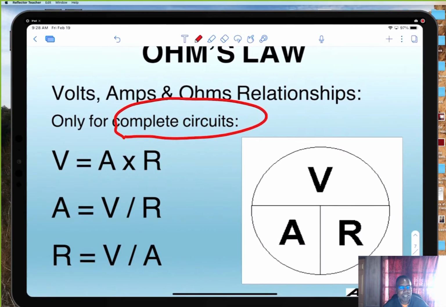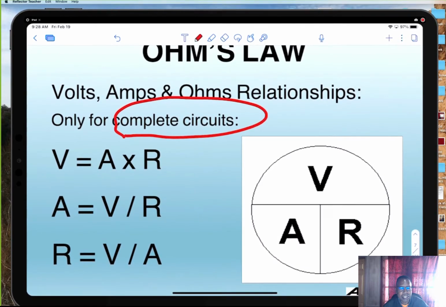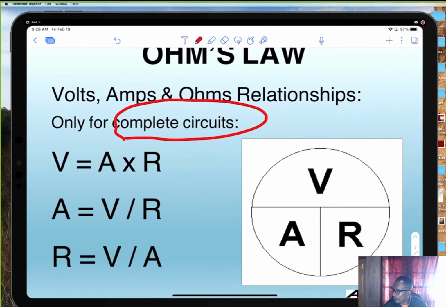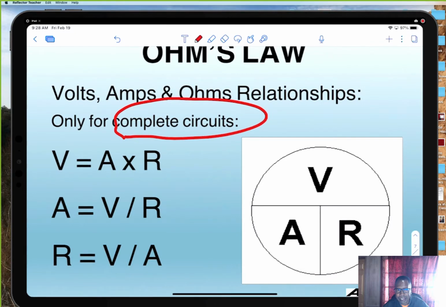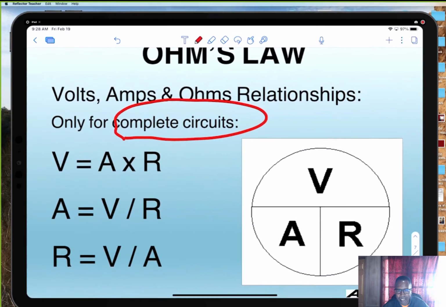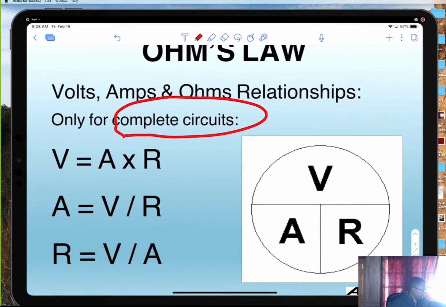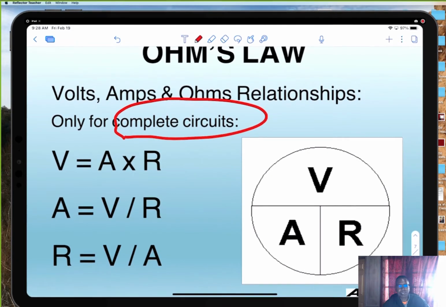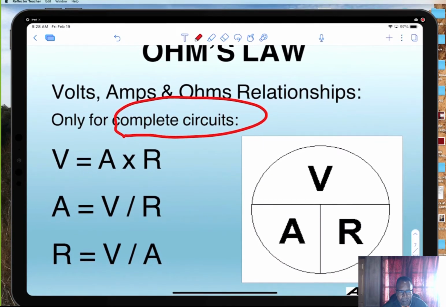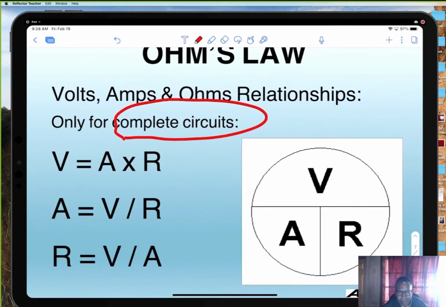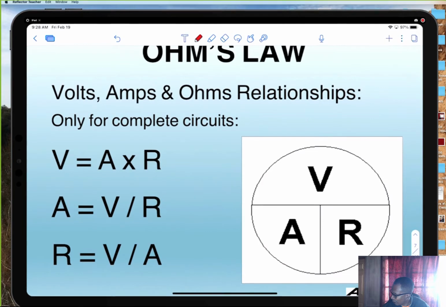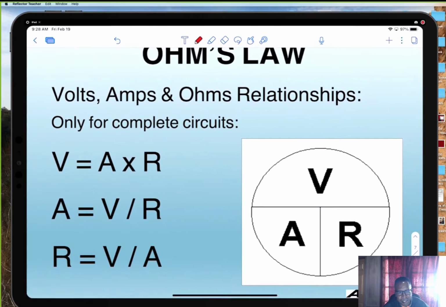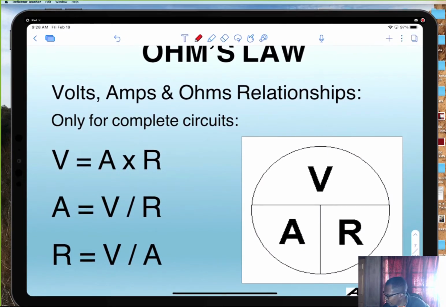I guarantee if you don't know what that means, you're gonna get at least 3 questions wrong. Can anybody explain that? Ohm's Law and complete circuits, how that statement relates to each other? Anybody wanna give it a shot? The complete circuit is getting the full total of amperage, resistance, and voltage. Right. I think he's saying this.